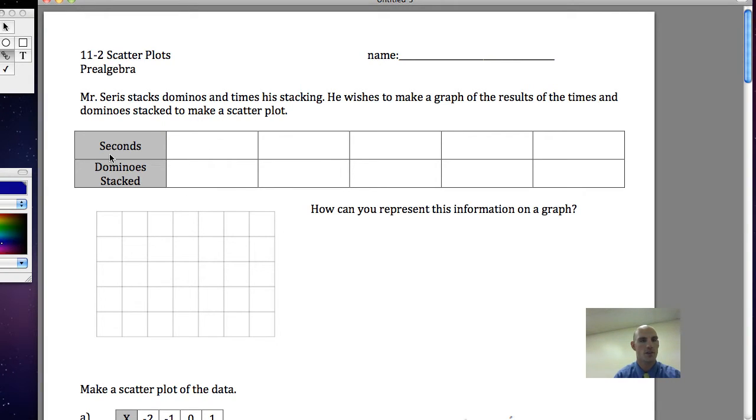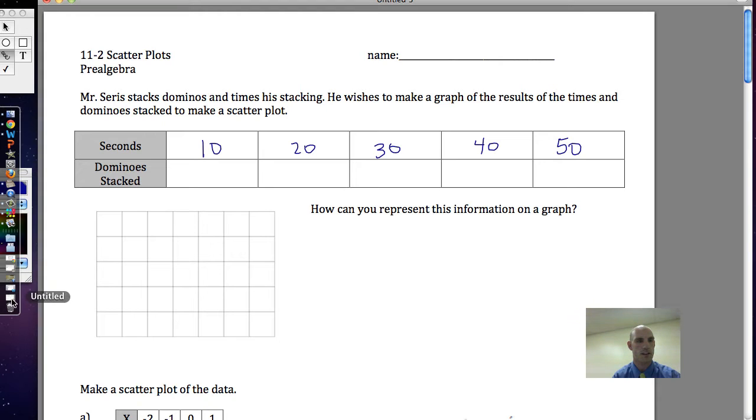Here's how we're going to do it. We're going to do it in increments of 10. So it's going to go 10, 20, 30, 40, 50, and those are going to be our number of seconds. So let's watch a little bit of a clip of that video as we go through here.